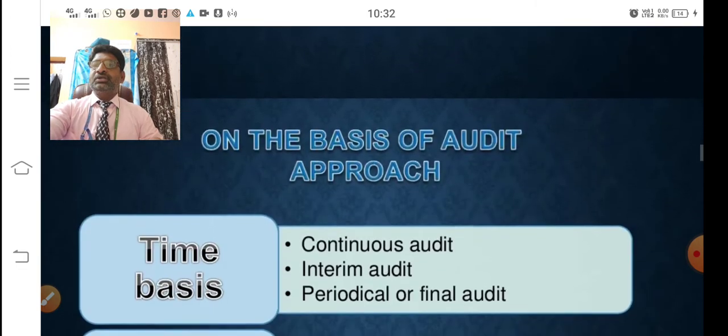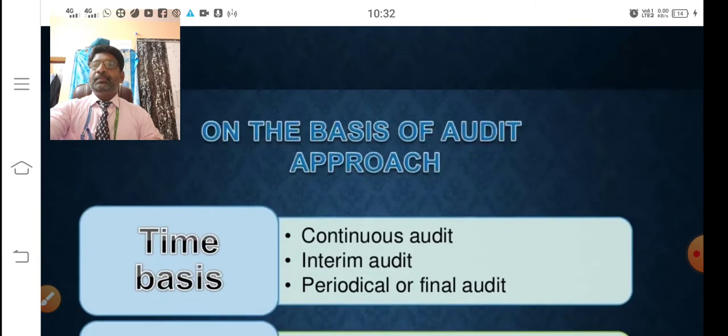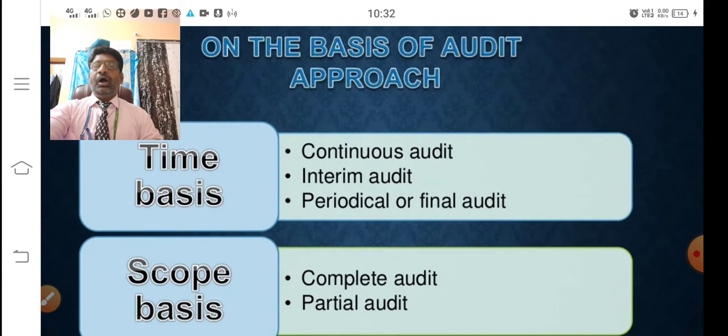Now we are going to discuss audit on the basis of approach. On the basis of approach, there will be a time basis as well as scope basis. One is continuous audit. So what is continuous audit? The continuous audit is one where the audit staff is occupied continuously on the accounts the whole year round and performs interim audit.